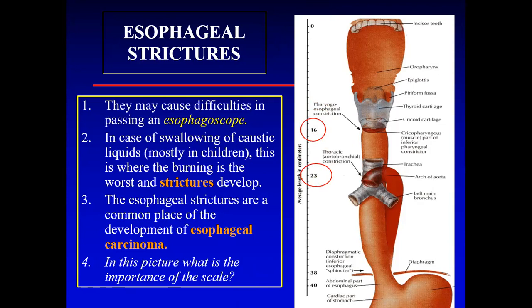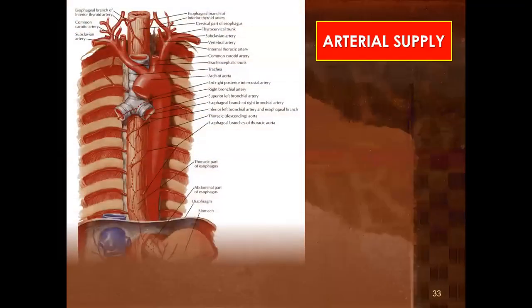So in this picture, I have already told you the importance of the scale. Whenever you are passing a tube, you should be able to know that these are the normal constrictions where these structures are present.